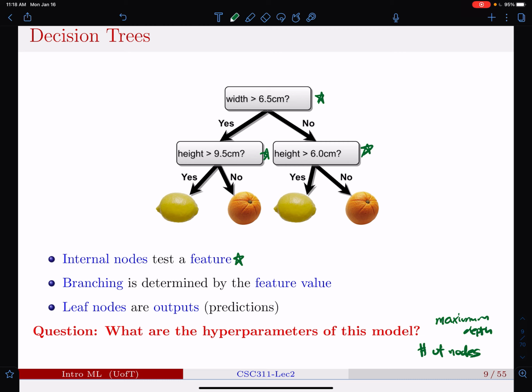I guess the point of this question is just to keep in mind that there's different hyperparameters for different algorithms, right? So last week we talked about k nearest neighbors, so the main hyperparameter there is k. But in the case of decision trees, you can imagine many more different hyperparameters.